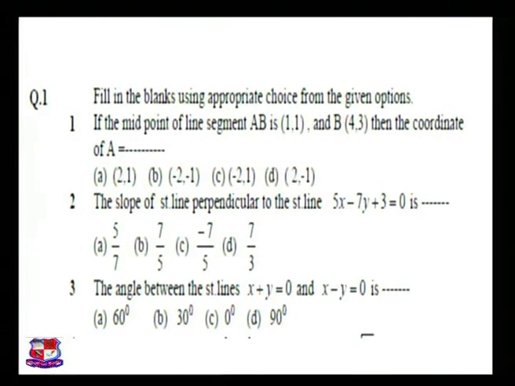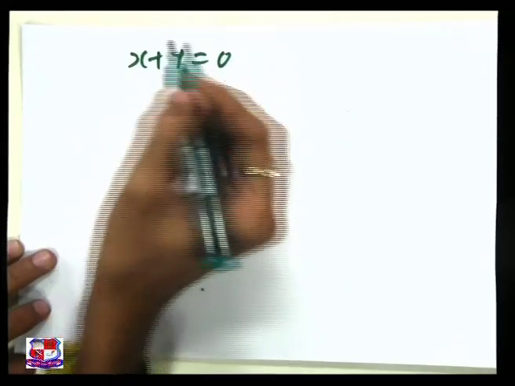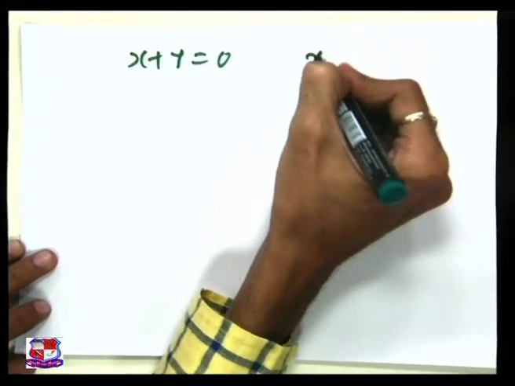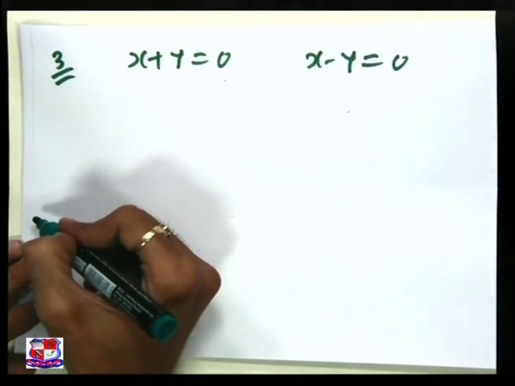In the same way, look at the third question, which is: the angle between the straight lines x plus y is equal to 0 and x minus y is equal to 0. We need to find the angle between these two lines, the first being x plus y is equal to 0 and the second being x minus y is equal to 0. This is our third question.